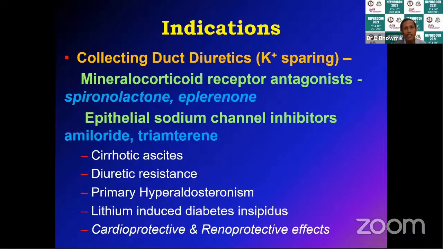The collecting duct diuretics are the potassium-sparing diuretics. These are the mineralocorticoid receptor antagonists. We have spironolactone, eplerenone, and now we have another, finerenone, which is still not fully licensed. And then we have the epithelial sodium channel inhibitors, amiloride and triamterene. These are very useful in cirrhotic ascites, diuretic resistance, primary hyperaldosteronism, secondary hyperaldosteronism as well, and lithium-induced diabetes insipidus. Recently, there's a lot of data on their usefulness as cardioprotective and renoprotective agents, because they reduce fibrosis, they reduce proteinuria, and they also probably reduce CKD progression. So there's a lot of data now on using these MRAs even in CKD.